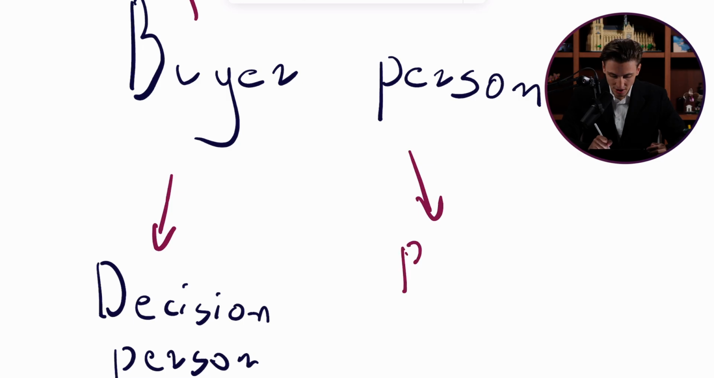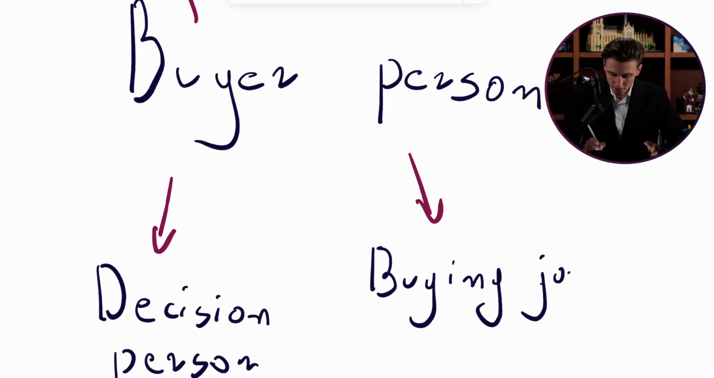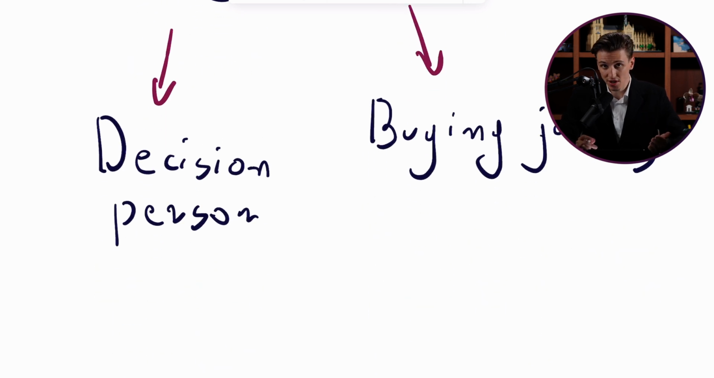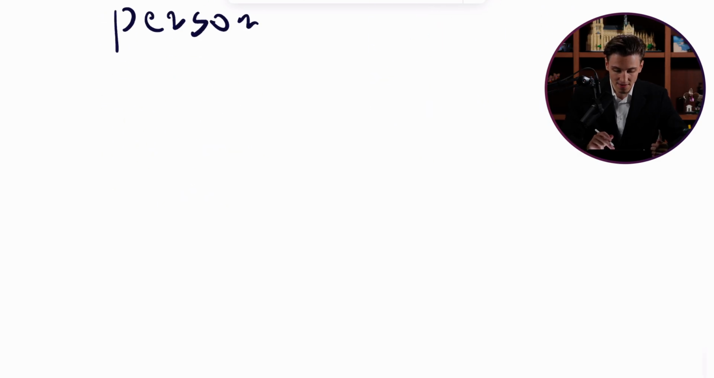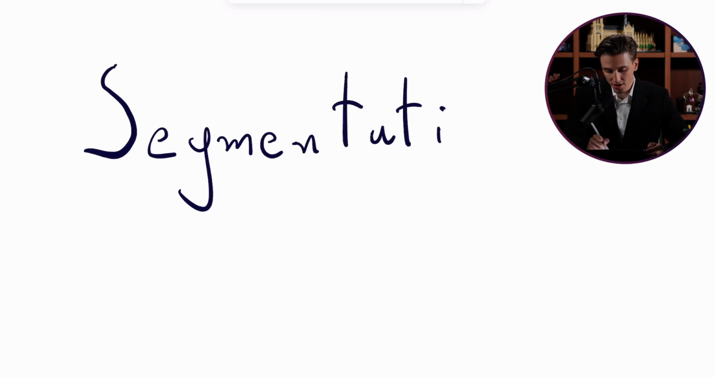We have a buying journey. The buying journey. What else do we have? We had the value proposition, decision person, buying journey, the problems and challenges. I'm not gonna be writing it down because it's gonna take too long. Problems and challenges, and the topic of today's video, which is gonna be a segment or segmentation. So let's write segmentation.